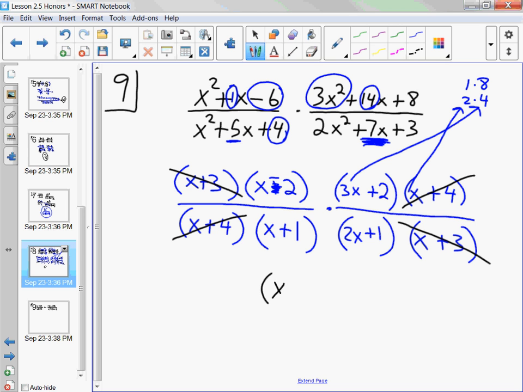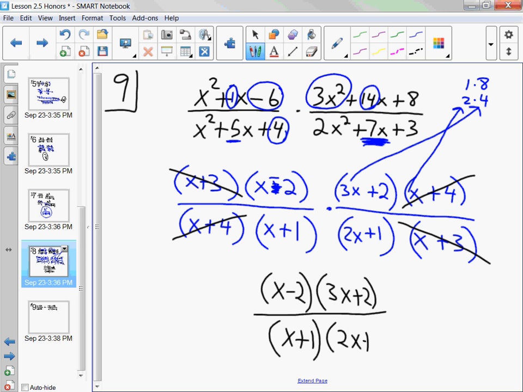So my answer is x minus 2 times 3x plus 2 on the top. Remember, I'm not going to require you to multiply those back together. x plus 1 times 2x plus 1 on the bottom. That is completely factored and simplified. Go ahead and pause it and do number 10.